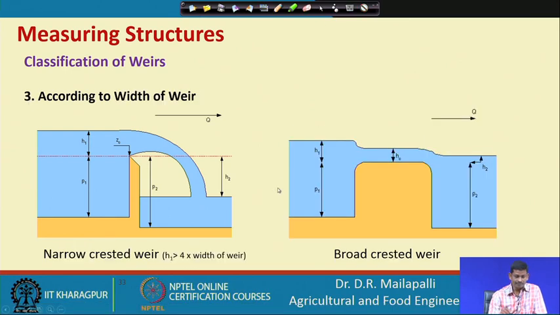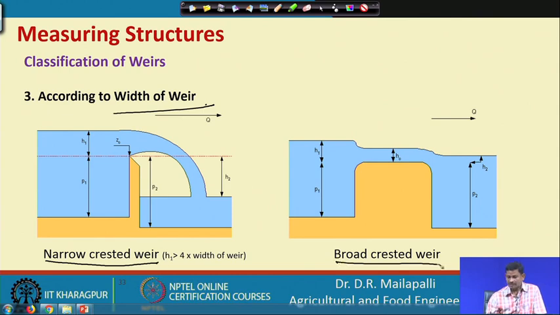And the next classification is according to the width of the wear. Here you see the narrow crested wear and broad crested wear. Look at this, this is called a width, right. Based on the width of the wear, they are classified. In the narrow crested wear, H 1, the depth above the crest, is greater than 4 times the width of the wear. So, if B is the width, H 1 is greater than 4 times B, right. Here we do not follow that; H 1 is less than 4 times the width of the wear.